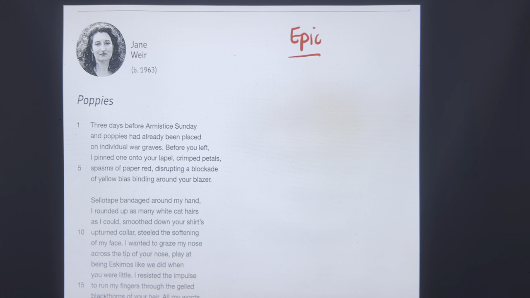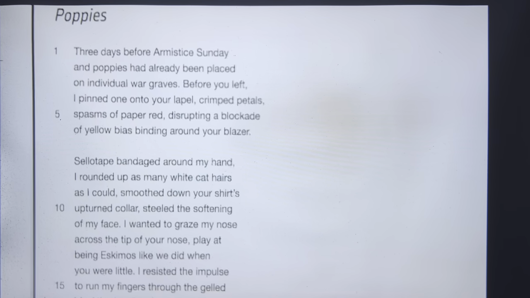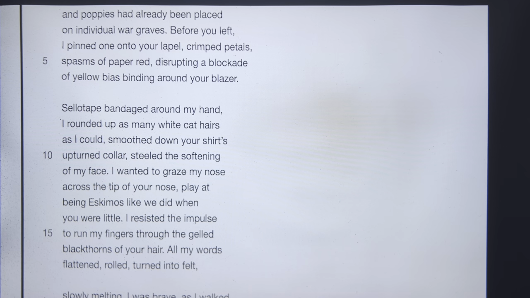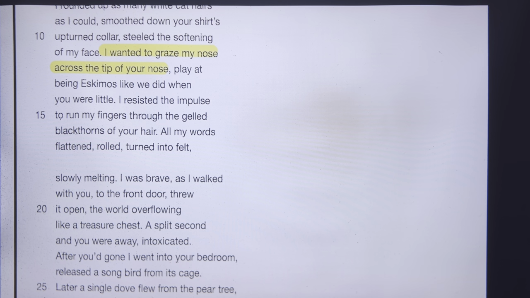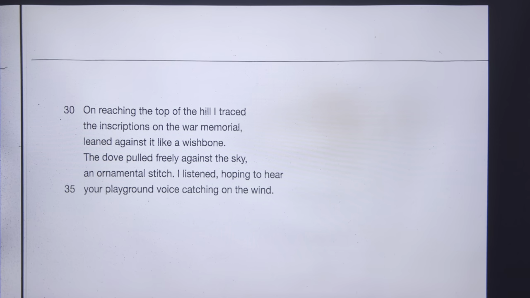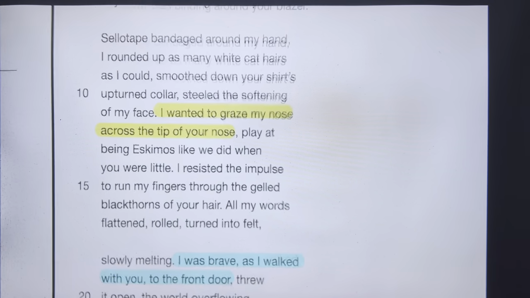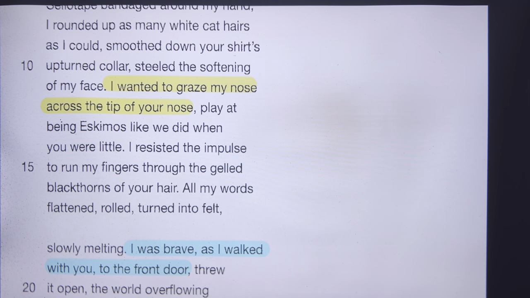Now, when it comes to three quotes that I would use for this particular poem, I would use the idea of sellotape bandage around my hand. Actually, no, let's do a better one. I want you to graze my nose across the tip of your nose. Then, guys, I was brave as I walked with you to the front door. And then the dove pulled freely against the sky, an ornamental stitch. These are the three quotes that I would use when it comes to this particular poem. And of course you can learn more, but these three quotes, guys, are very good quotes.